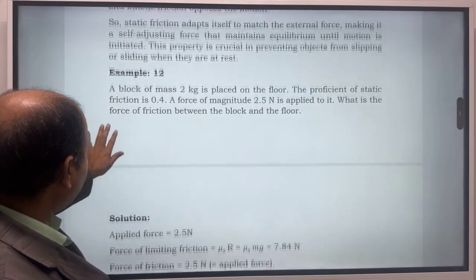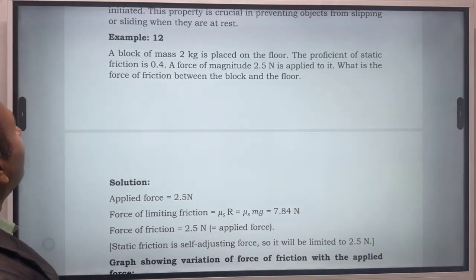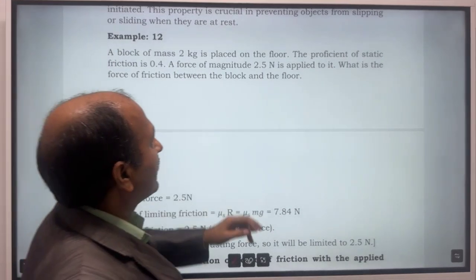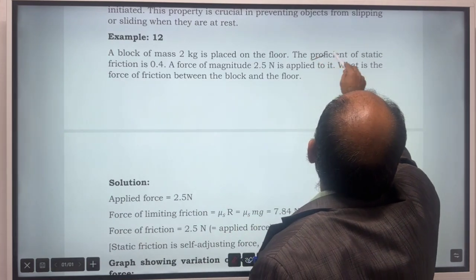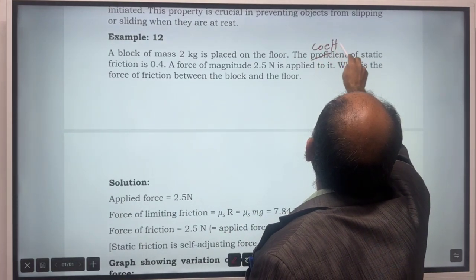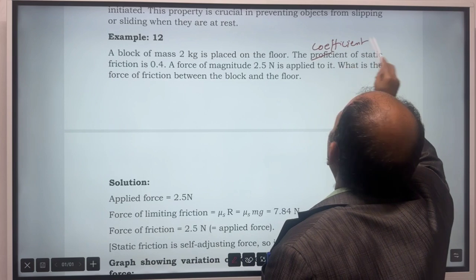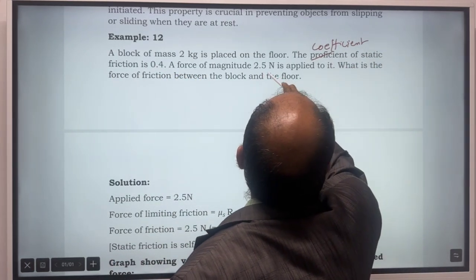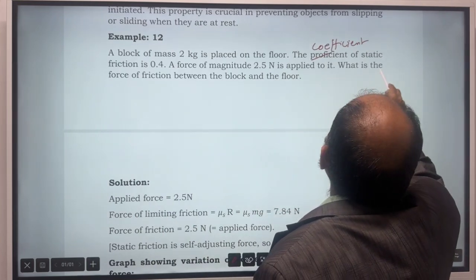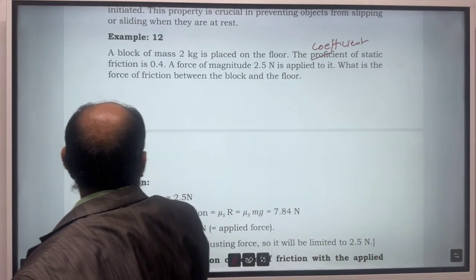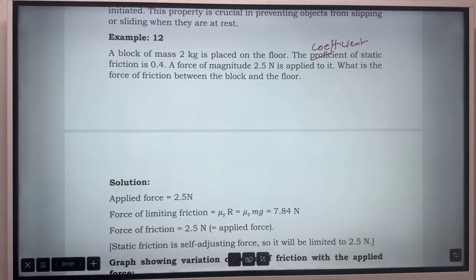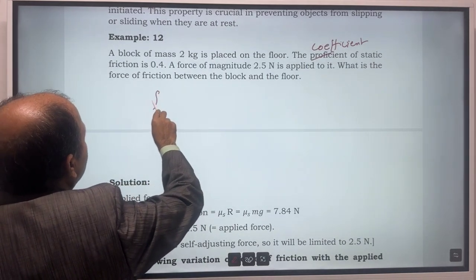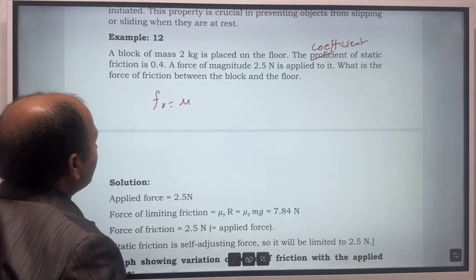So here there is one question. A block of mass 2 kg is placed on the floor. The coefficient of static friction is given 0.4. A force of magnitude 2.5 Newton is applied to it. What is the force of friction between the block and the floor? So static friction, just evaluate limiting friction. So let's write it as mu times mg.